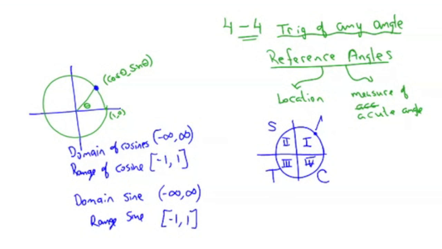So you get this thing that says, all students take calculus. Yeah, I remember that. So all of them are positive in the first quadrant. Only sine and cosecant are positive in the second quadrant. Only tangent and cotangent are positive in the third quadrant. And only cosine and secant are positive in the fourth quadrant.